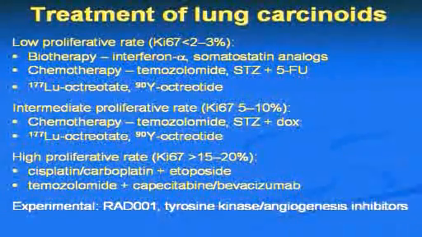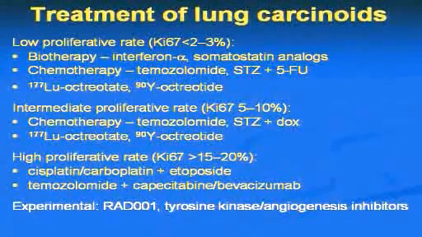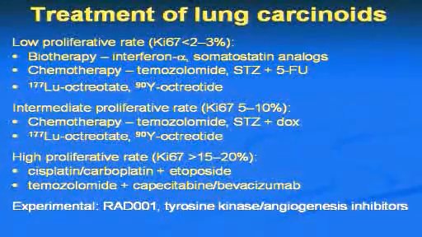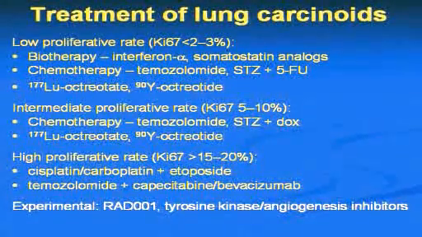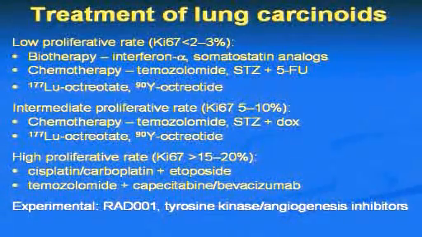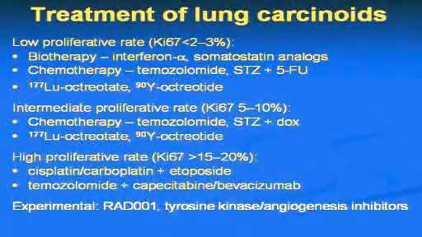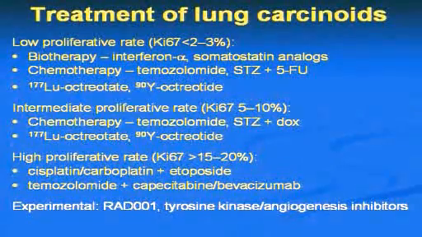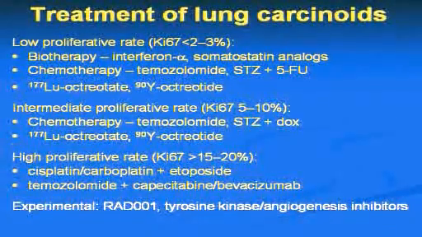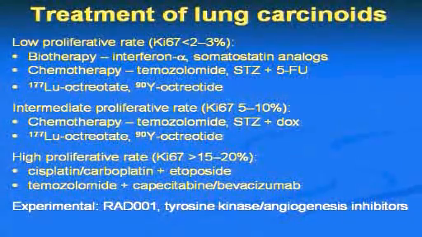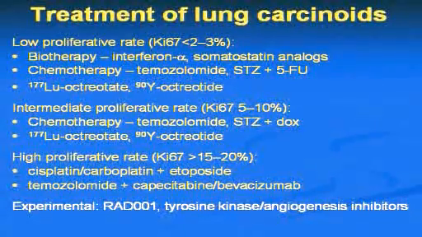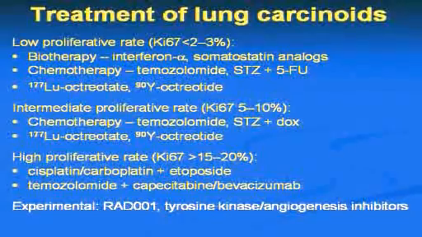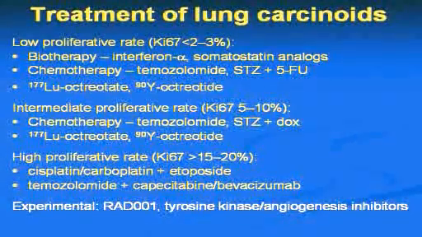This is a summary of treatment of patients with lung carcinoids. Patients with low proliferative rate, that is Ki67 less than 2 to 3%, unless they are amenable to surgery, of course, metastatic patients. You may consider biotherapy with alpha interferon and also somatostatin analogs, chemotherapy with temozolomide, streptozotocin, and 5-FU, or peptide receptor radionuclide therapy with lutetium or yttrium.